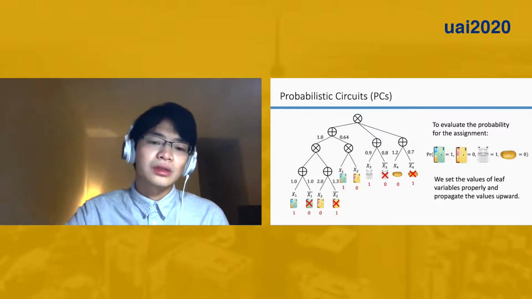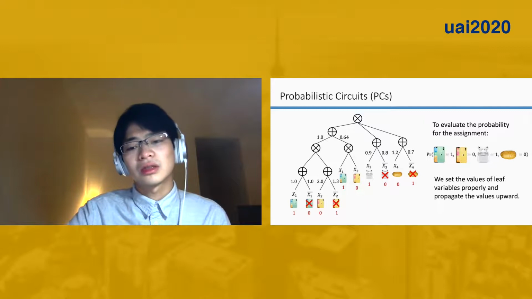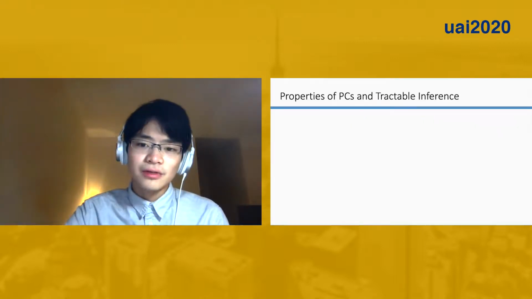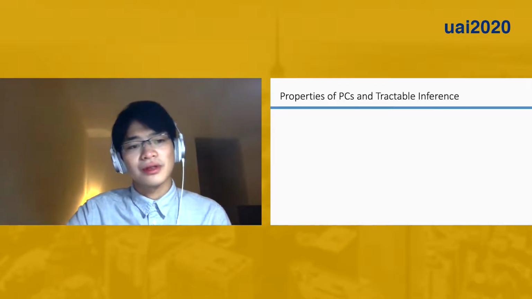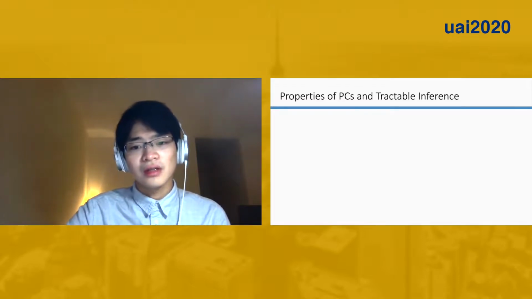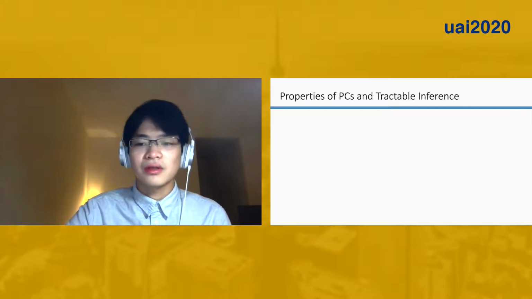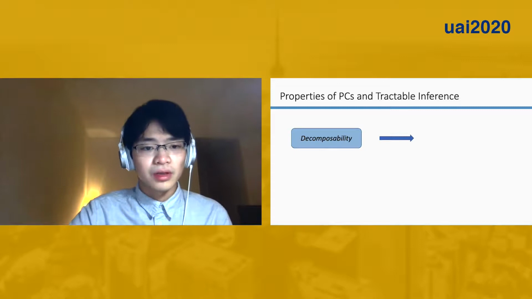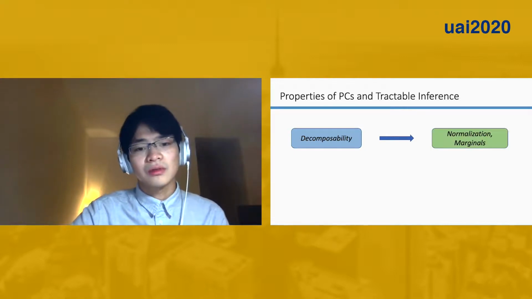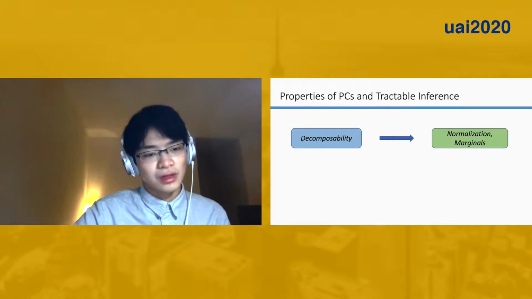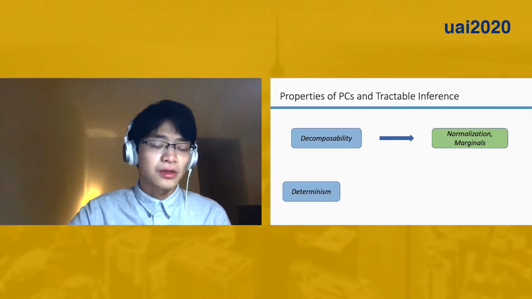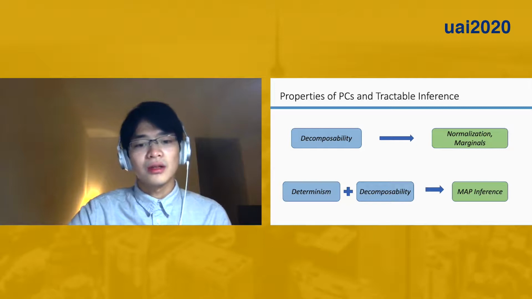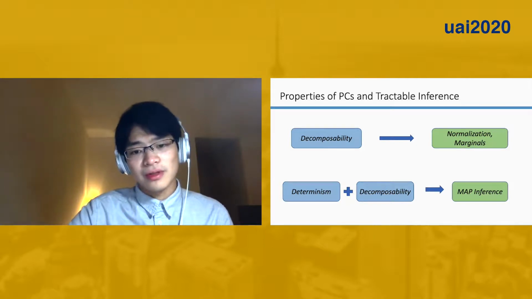Note that PCs seem to be very general, so it brings up the question, why are PCs tractable? In general, inference tasks such as computing the marginals are intractable for PCs. To guarantee tractable inference, we need to assume some structural properties. For example, something called decomposability allows us to compute the normalizing constant and marginals efficiently. A property called determinism, together with decomposability, allows us to do MAP inference efficiently.